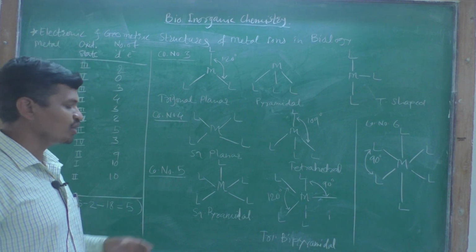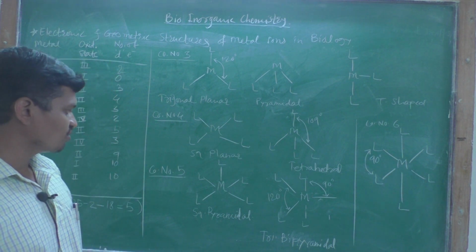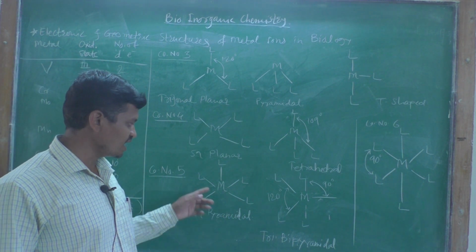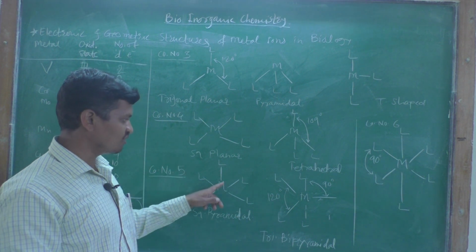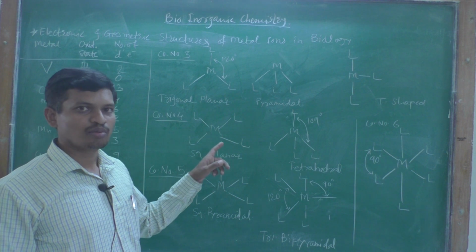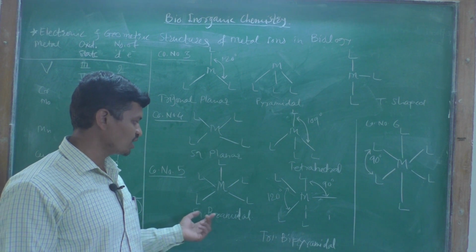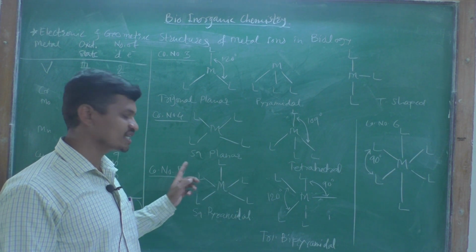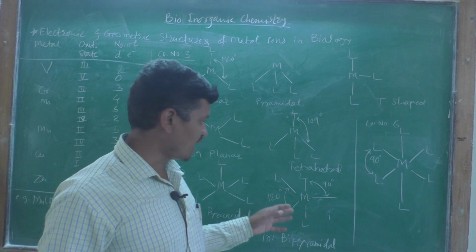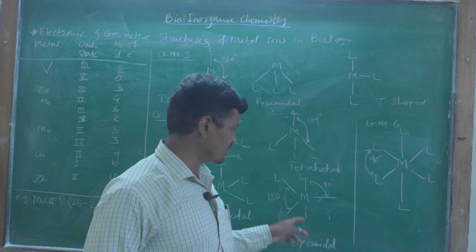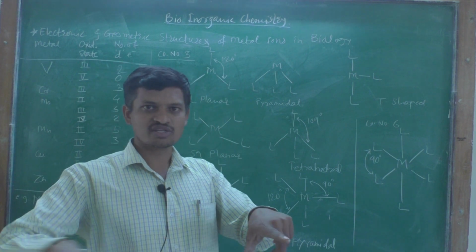For coordination number 5, the possible structures are again two. The first one is square pyramidal, where a square base is there and the fifth ligand is present at the apex of the square. 1, 2, 3, 4, 5: so 5 ligands are there, which is why we call it coordination number 5. Another possible structure is trigonal bipyramidal, where 3 ligands form a basic triangle.